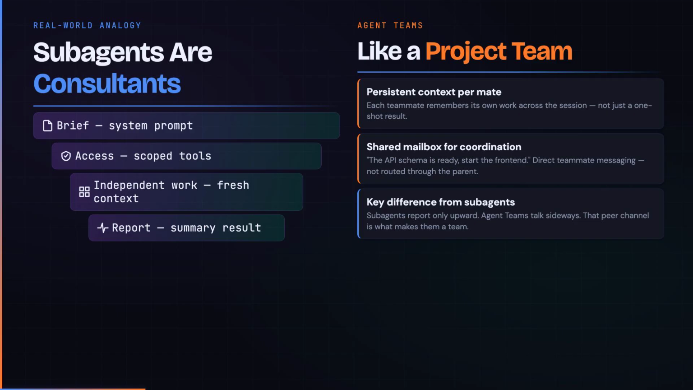Think of subagents as consultants. You give a consultant a brief, access to the right tools, and a narrow job. They work independently, then hand you a summary report. They do not need your entire project history. Agent teams are more like a project team. The lead assigns work, but teammates can message each other directly. That difference matters because a consultant reports upward, while a team coordinates sideways.